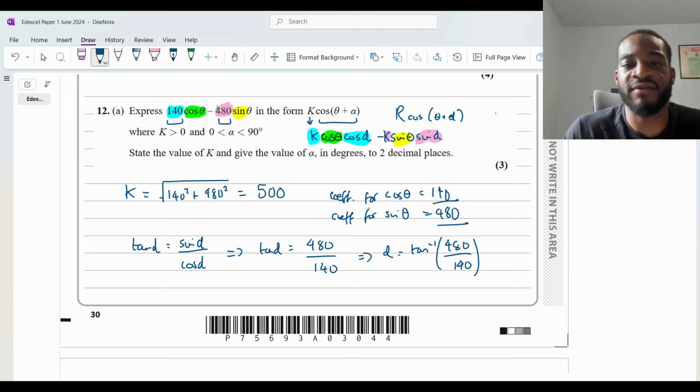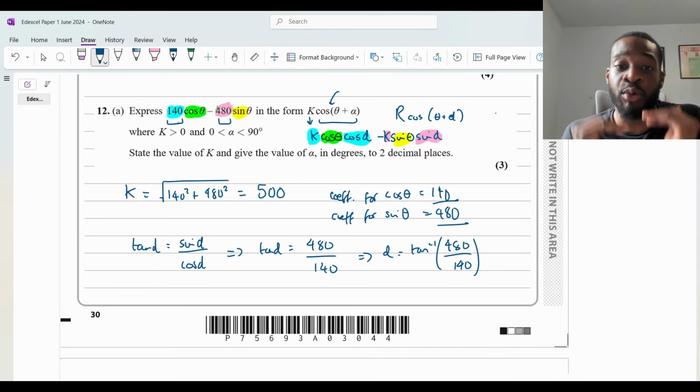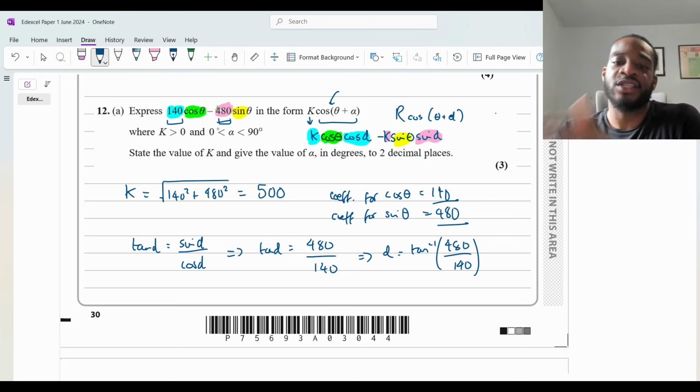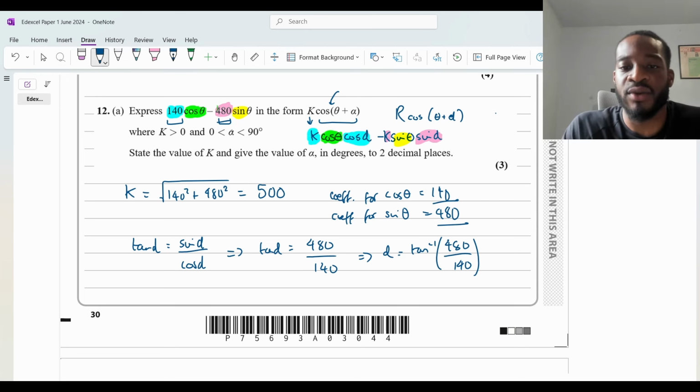So I don't really write all of this down. I just do it in my head. Because I know the addition formula for cos theta plus alpha, I know that the coefficient for it is going to be 140. Cos theta goes on the bottom in tan. The coefficient for sine is 480. Sine theta goes on the top for tan. So the angle is going to be 480 over 140.